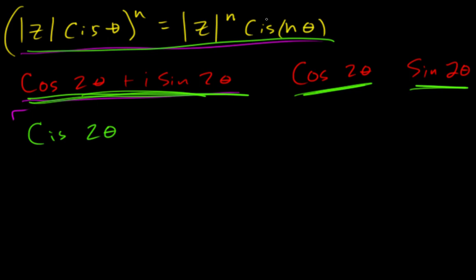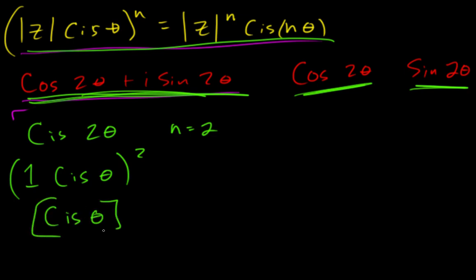Using this theorem, we can see that our n is equal to 2, and our modulus is just 1. And so we can plug in 1 right here, and we can say cis theta squared, plugging in a 2 for n. That 1 is redundant, and so we can just think of it like that.